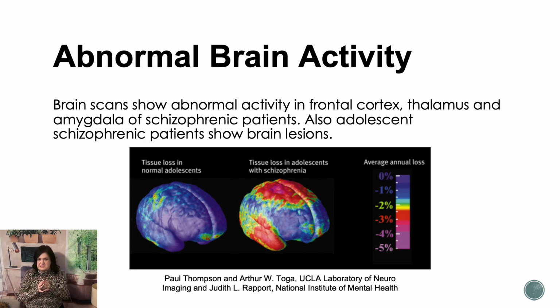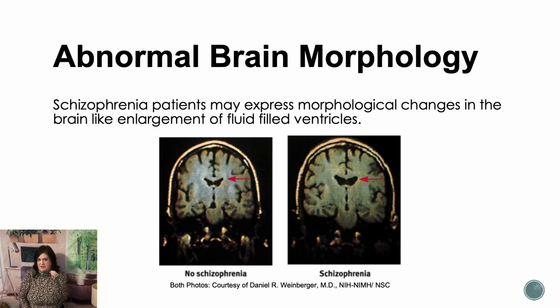Also, adolescent schizophrenic patients show brain lesions or marks on the brain. This image here shows you the activity that a schizophrenic patient may express. There are morphological changes as well, like the enlargement of the fluid-filled ventricle here. Right smack dab in the middle of your brain, you have this butterfly-shaped gap in your inner brain. And what they have found is that in patients with schizophrenia, it is bigger and therefore holds more fluid in that space around that little butterfly.